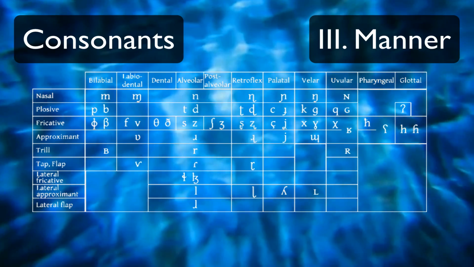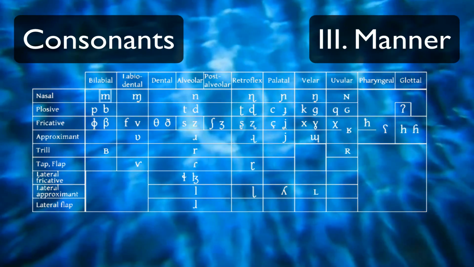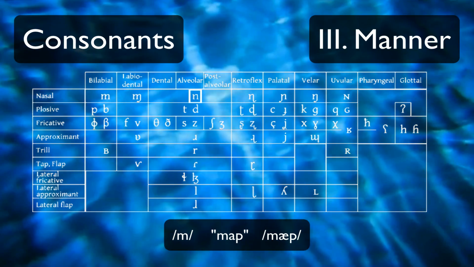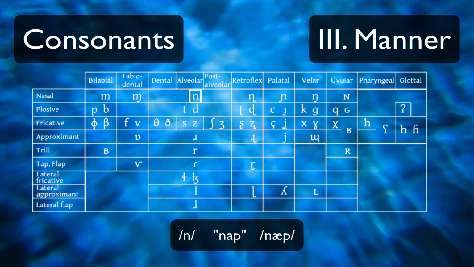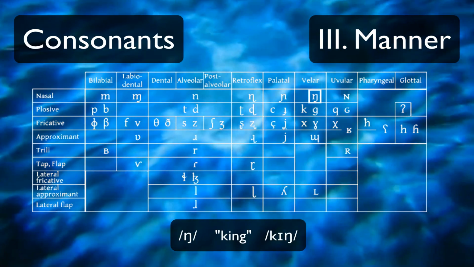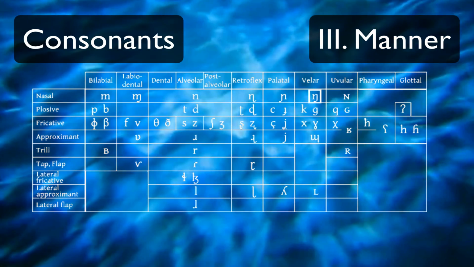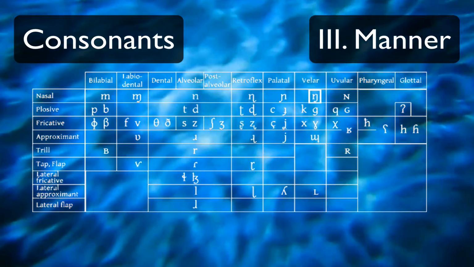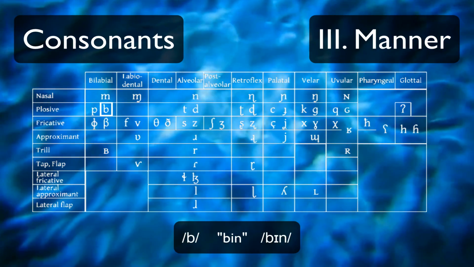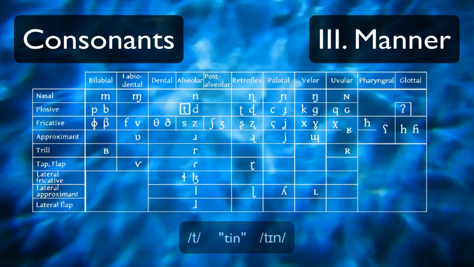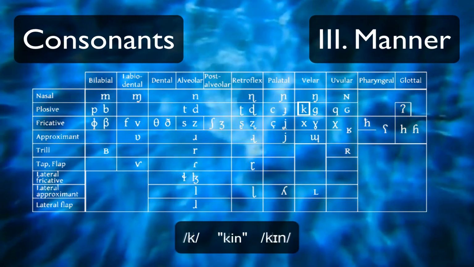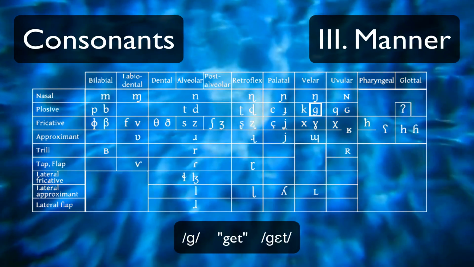Let's go over the English consonants. We have the voiced bilabial nasal, the voiced alveolar nasal, and sometimes the velar nasal in words like king. Our plosives are all in voiceless voiced pairs. We have the bilabial p and b, the alveolar t and d, and the velar k and g.